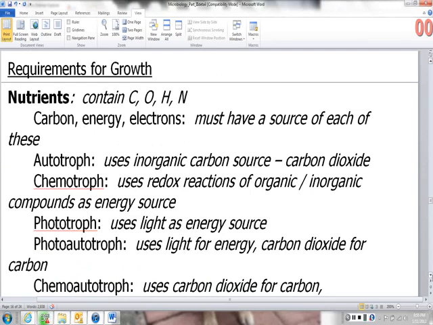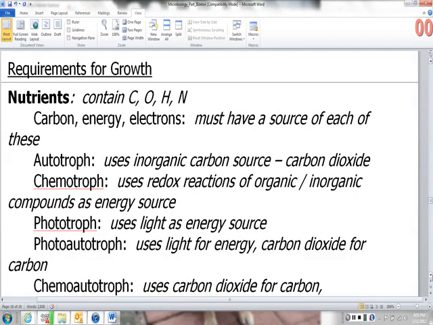All cells have requirements for growth. Nutrients will provide carbon, oxygen, hydrogen, and nitrogen the cell needs. All cells must have a source of carbon, a source of energy, and a source of electrons. There are different ways different organisms go about obtaining these things.